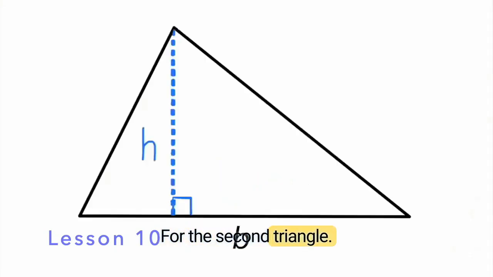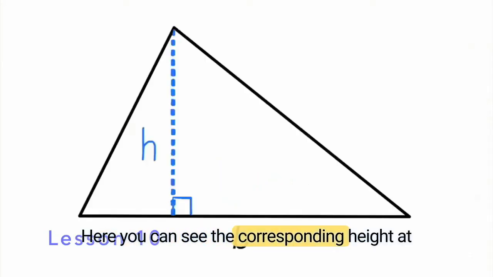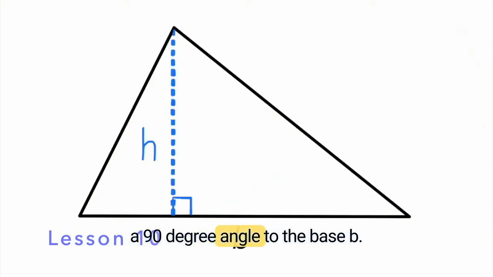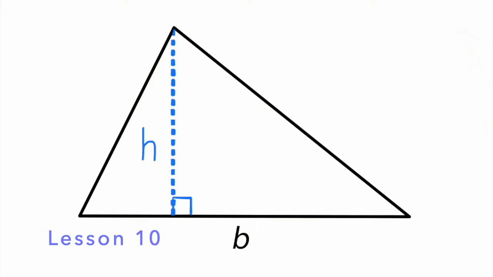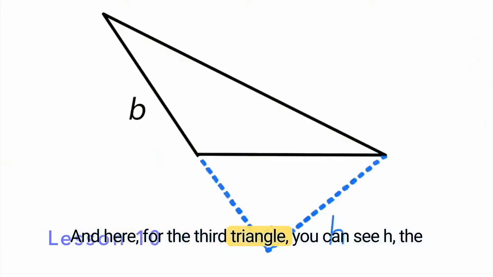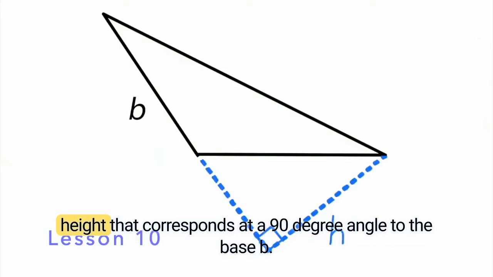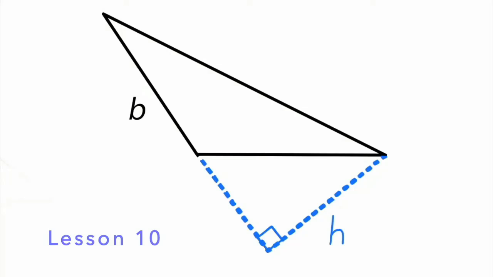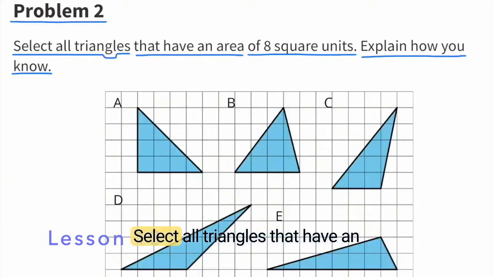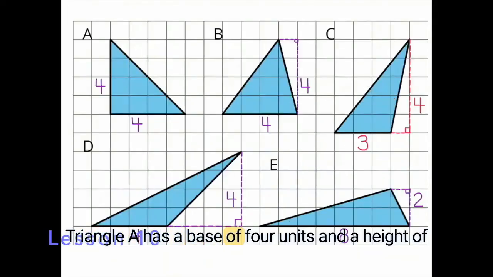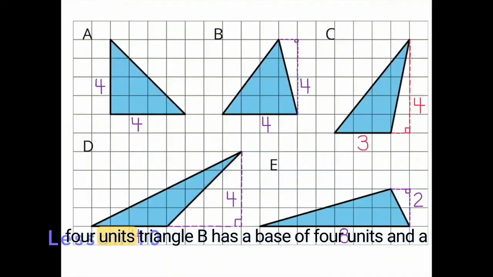For the second triangle, here you can see the corresponding height at a 90-degree angle to the base, B. And here for the third triangle, you can see H, the height, that corresponds at a 90-degree angle to the base, B. Number 2. Select all triangles that have an area of 8 square units. Explain how you know. Triangle A has a base of 4 units and a height of 4 units.